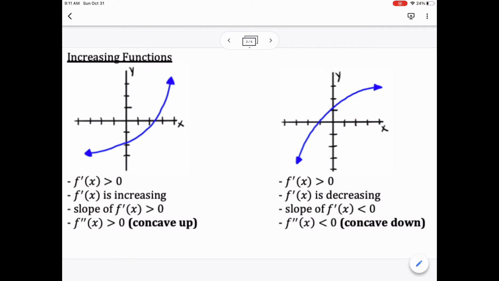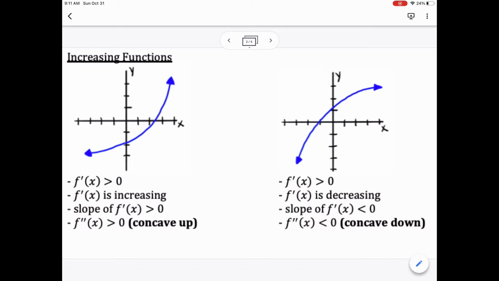So here are two ways that we can be increasing for a function. Obviously they both have a positive first derivative because they're going up. But now, if you think about how they're increasing, on the left you're increasingly getting higher and higher. So that means the slope of the first derivative is getting steeper, or more positive. That means we're making a graph that is concave up, so the second derivative is positive.